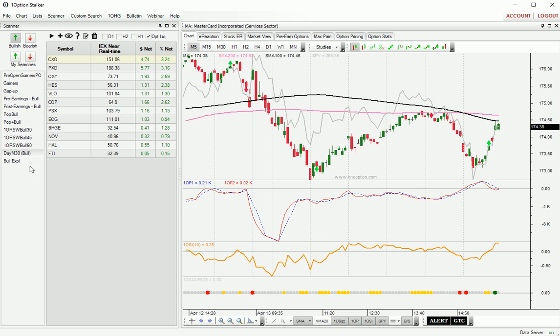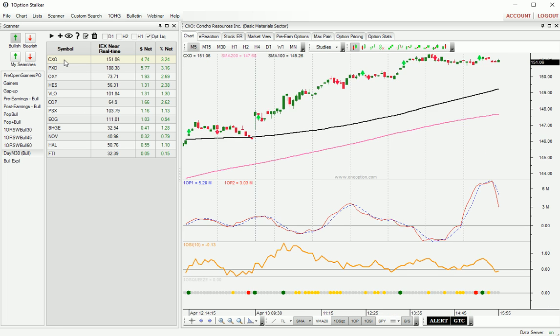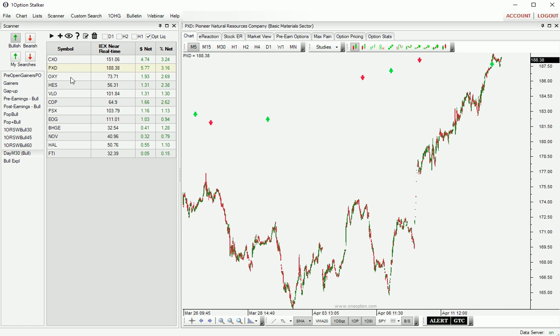Now let's go to day M30 bull. This particular search looks for the strongest stock in the strongest sector. So I'm going to take down the SPY overlay, and we'll click through and see what we've got here. And this is also great for day trading. Look at that. Up, up, up the whole day. And this is where you want to be most of the time.